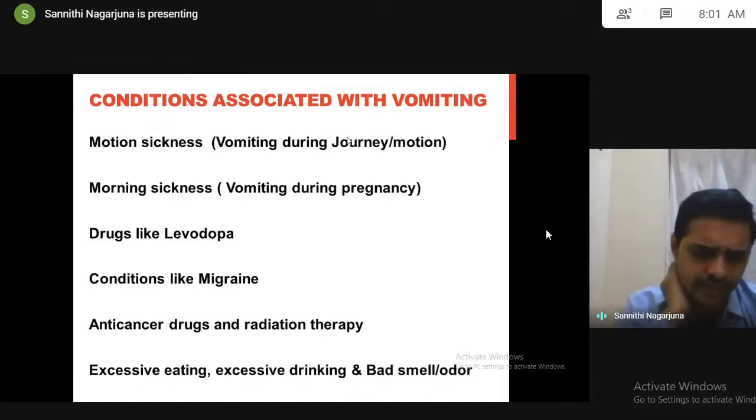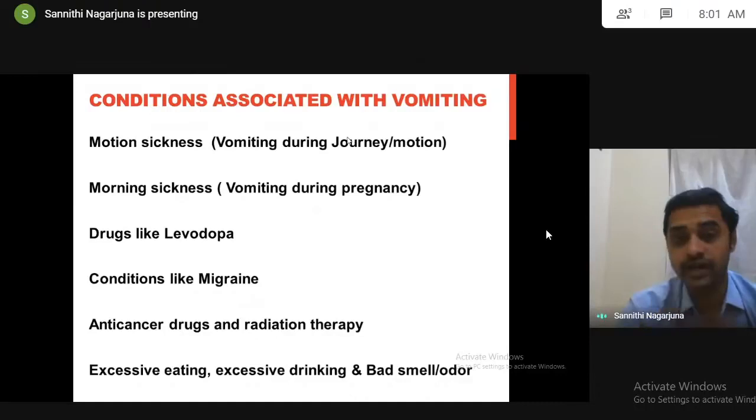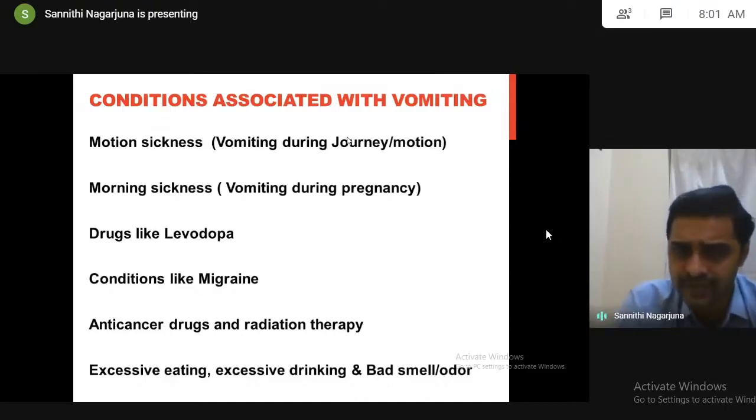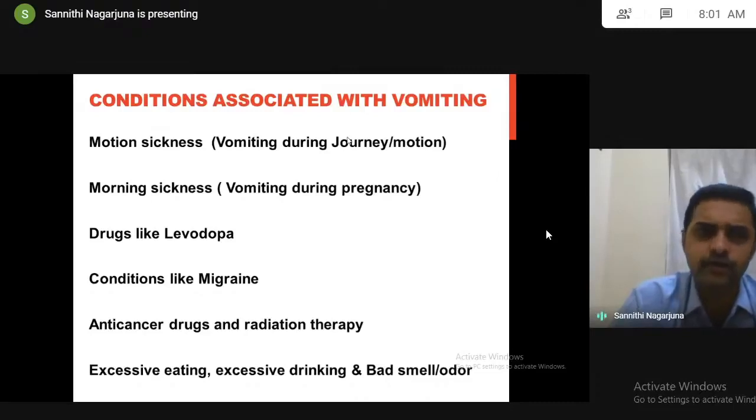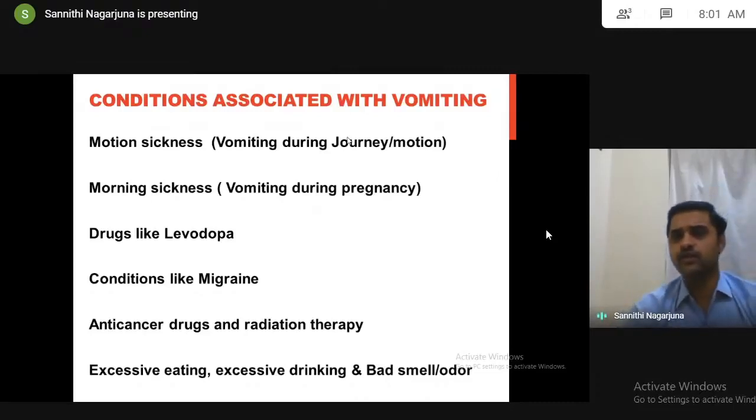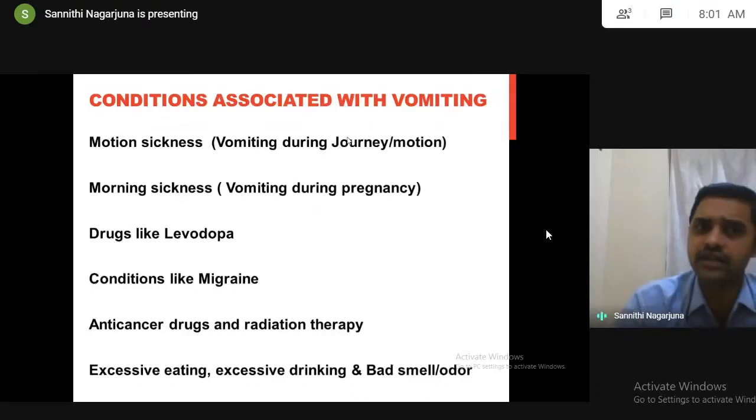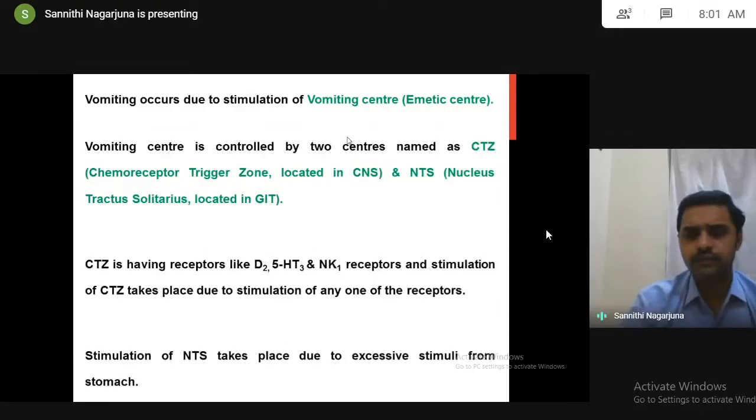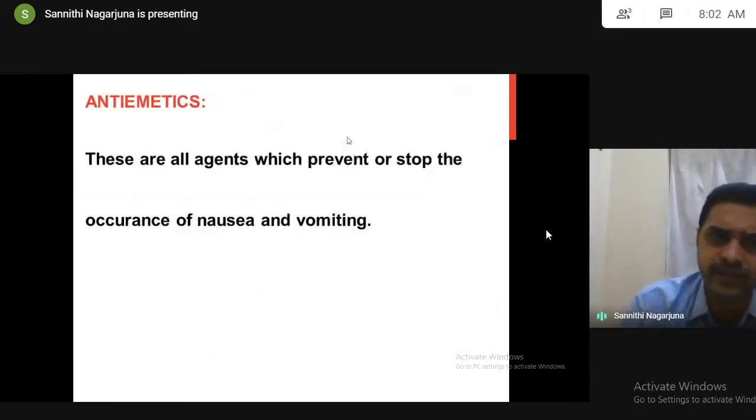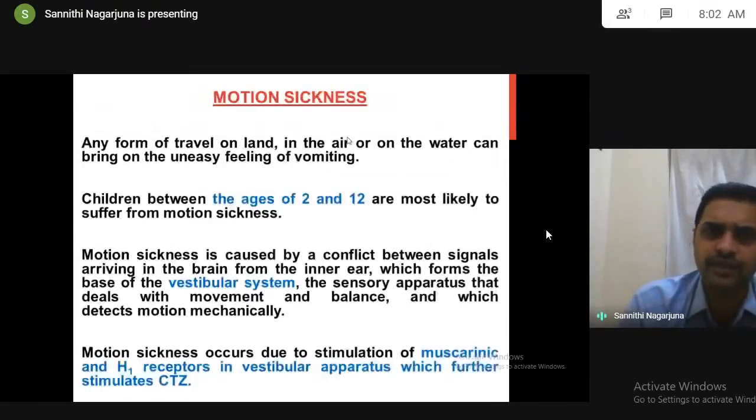Where we have vomiting as a problem: during a journey, called motion sickness; during pregnancy in the morning, called morning sickness; when the person is on treatment with levodopa, anti-cancer drugs, or radiation therapy; when the person is suffering from migraine; when a person has taken excess food, water, or any drink; bad smell, bad odor, food poisoning. These are all the conditions where we observe vomiting, and where we require the usage of antiemetics majorly. Before going to the mechanisms and examples of antiemetics, now we'll see the pathogenesis of vomiting.